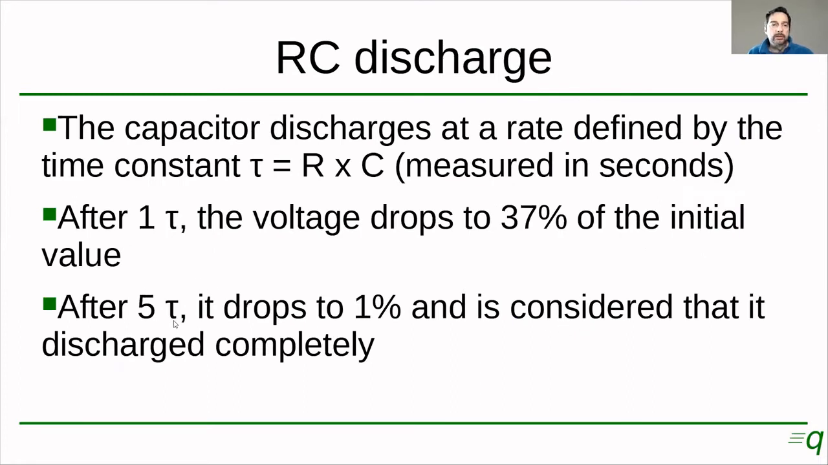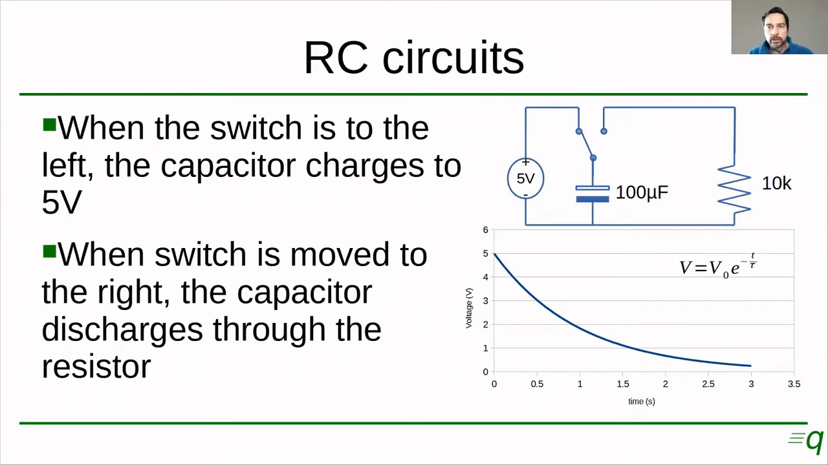After 5 tau, so in the previous slide, that would be 5 seconds, because tau was 1 second in that particular example, it will drop to 1%, and it is considered that it discharged completely. So keep in mind, this is 3 seconds and the capacitor is almost discharged. If we keep going for 2 more seconds, we're gonna touch 0 volts here.